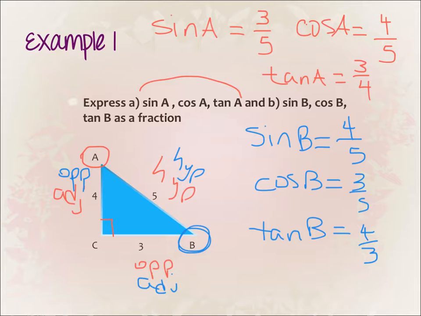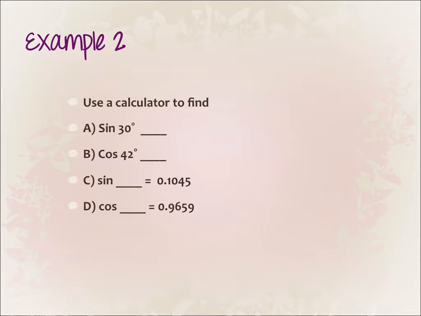Okay? We will never do trig functions or trig ratios for the right angle. Only the two acute angles. So this is why we're not doing sine, cosine, or tangent for C. Only the two acute angles. Next one, we have another example. Now we're using our calculator.